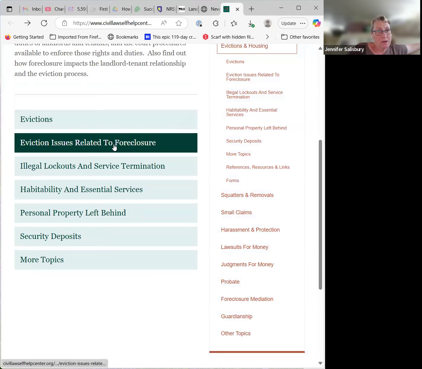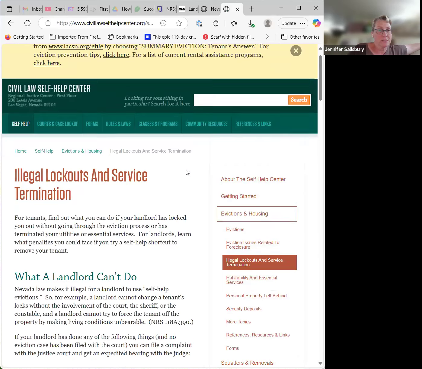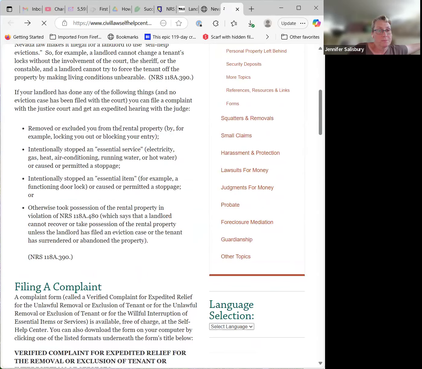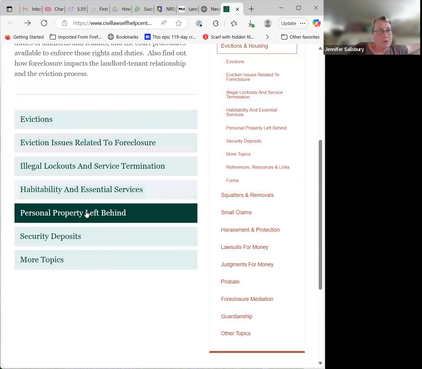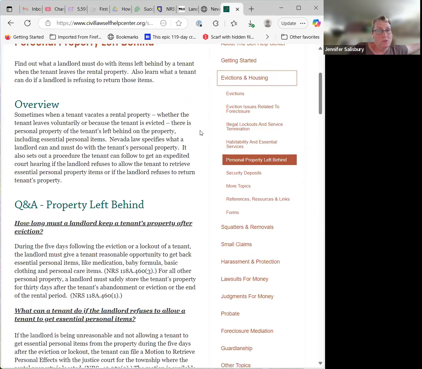Okay, so eviction issues relating to foreclosure, illegal lockouts, and service termination. I'm going to assume that you're not going to do this, but if you do this, it tells you exactly what to do, what not to do. Personal property left behind. So what does this one say?